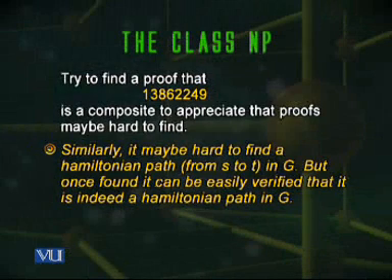On the other hand, if you try to find a proof that this number is composite, well, it would take you some time. In fact, no one has come up with a polynomial time algorithm which can factor a number. So finding prime factors of numbers is a difficult problem which has not been solved. Similarly, it may be very difficult to find a Hamiltonian path from a given vertex to another given vertex in a graph. But once a path has been found, it can be easily checked that it's indeed a Hamiltonian path in the graph.